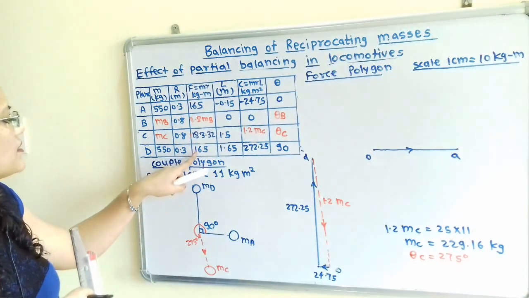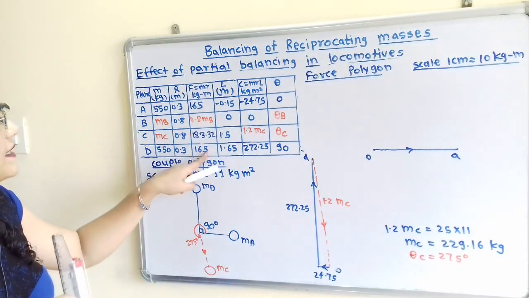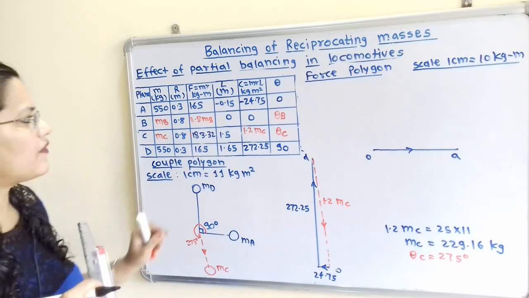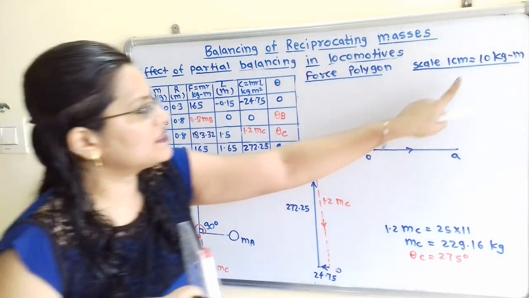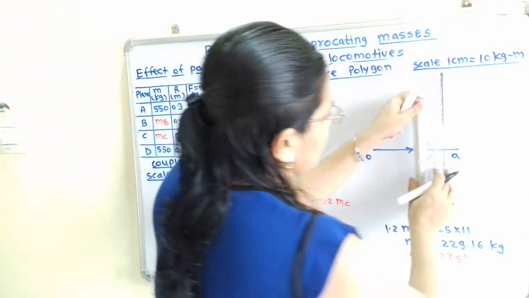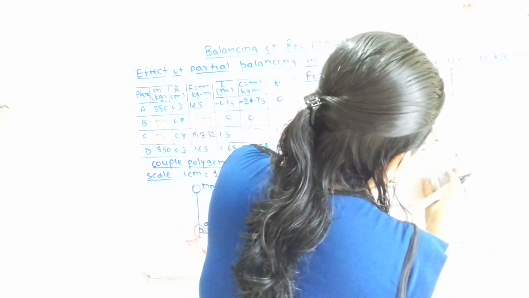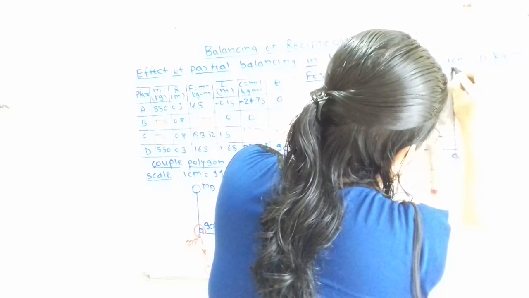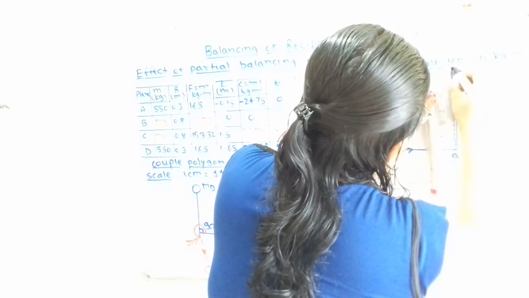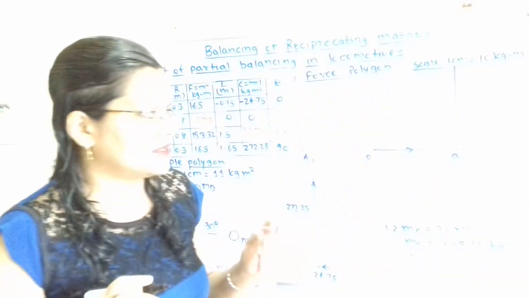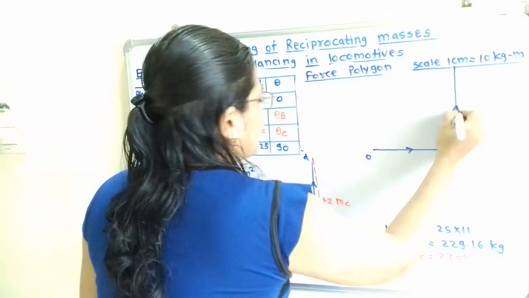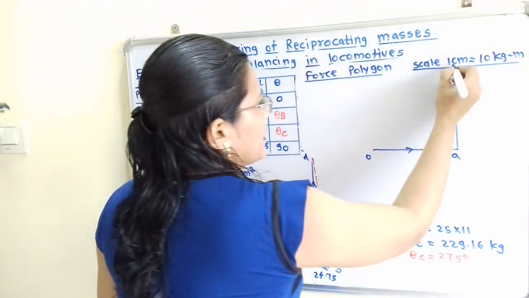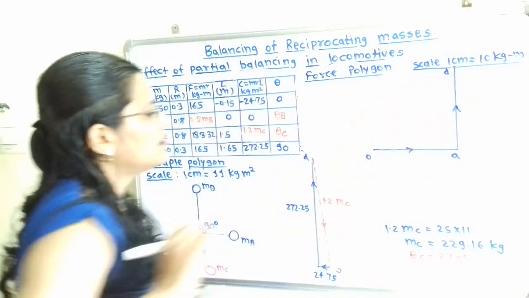Next we will consider plane D, which is at 90 degree, and again it is 165 kilogram meter. As per this scale, we have to consider 16.5 centimeter. So again I will draw one vertical line which is 16.5 centimeter. Now this point is for plane D, so I will take the letter D.